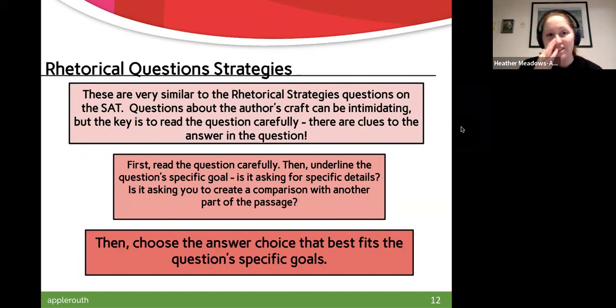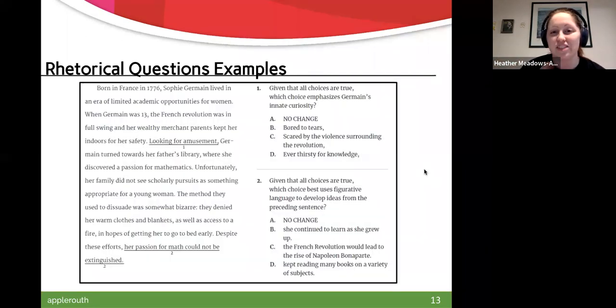All right, those rhetorical questions. Questions about the author's craft can be scary, but the key is to read the question carefully. We want to focus on this question's specific goal. No matter what else sounds better to you, we have to answer the question. So if we look here: given that all choices are true, which choice emphasizes Germain's innate curiosity?